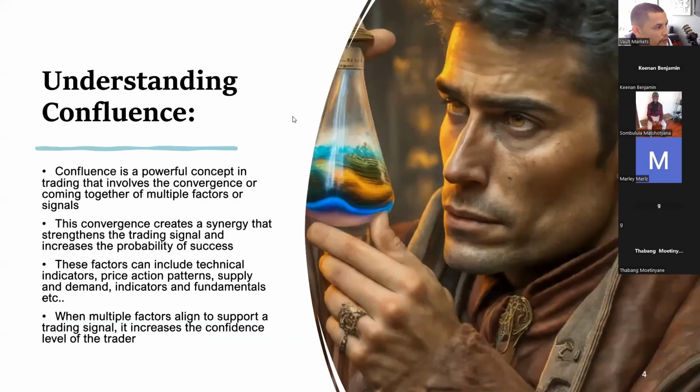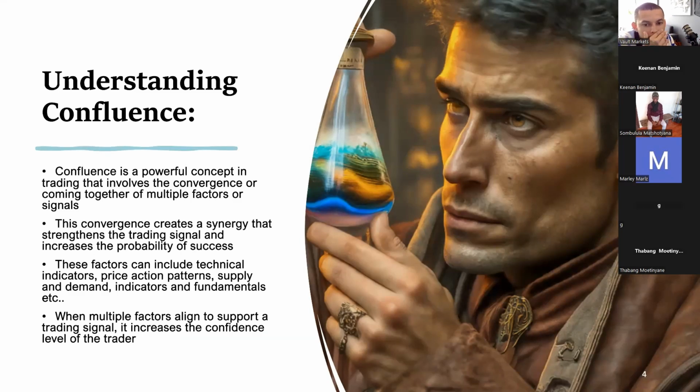Now, understanding confluence. Confluence is a powerful concept in trading that involves the convergence, or the coming together, of multiple factors or signals. Meaning when you take a trade, you don't purely want to be taking a trade based on the confirmation candlestick. You want to see a few things fall in line together to set up your trade. Before you even take a trade, there are certain things that must fall into place to confirm that position. This convergence creates a synergy that strengthens the trading signal and increases the probability of success.